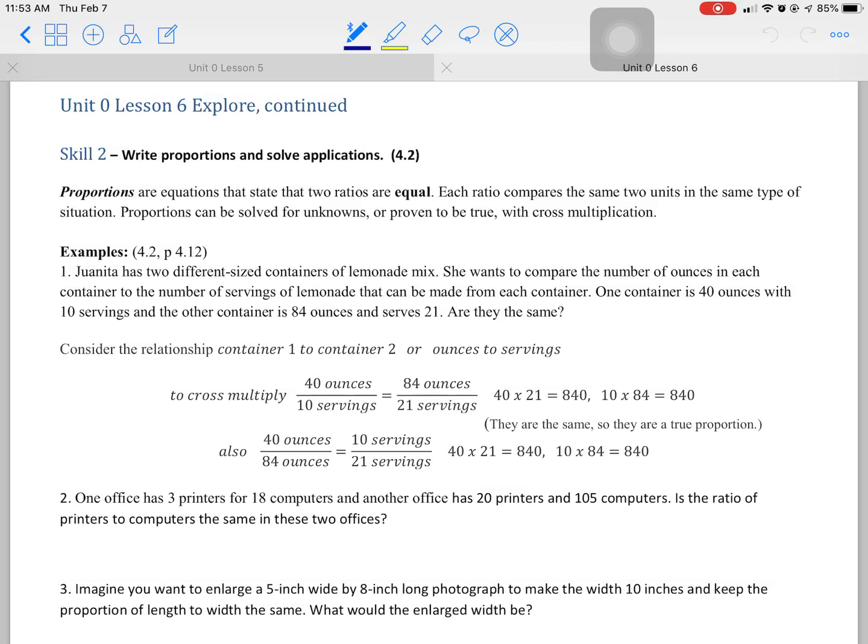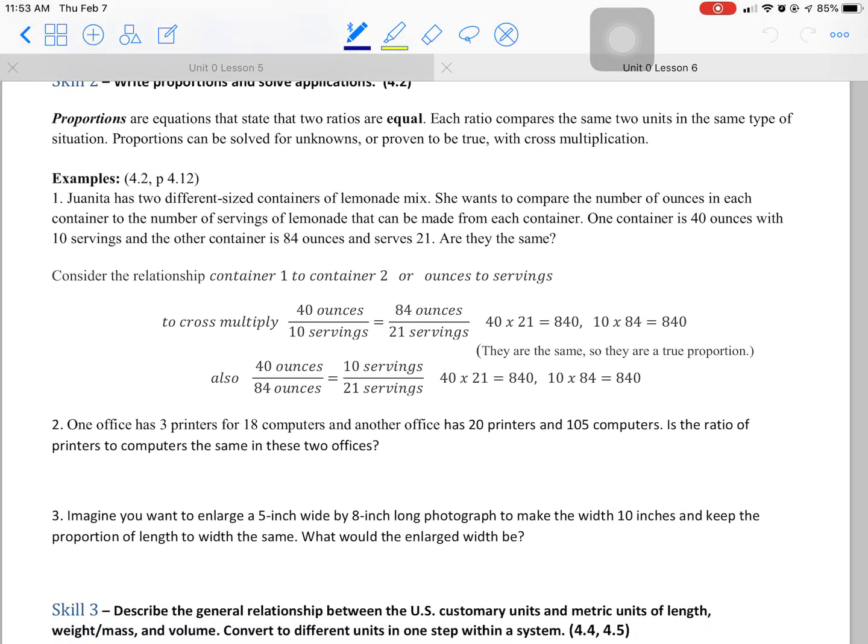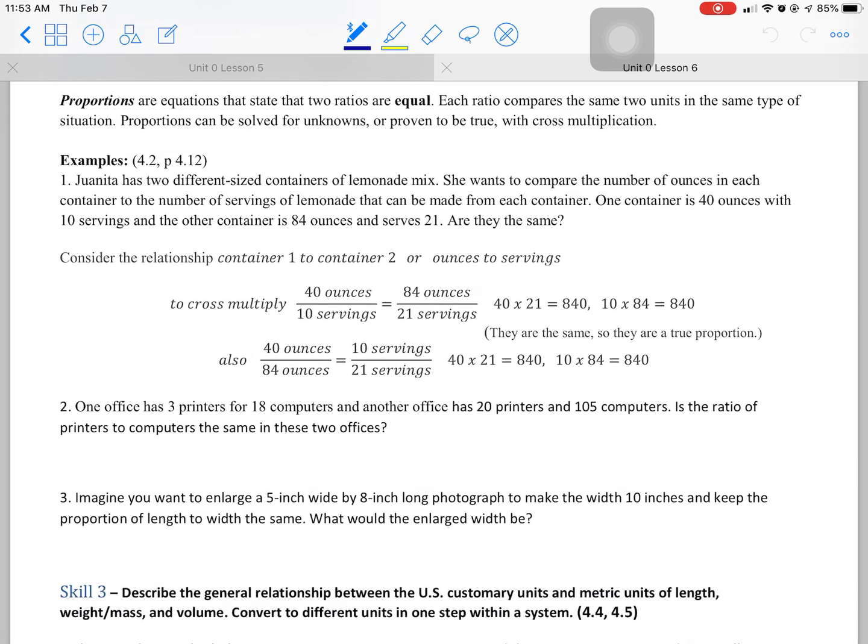Page 3 for Unit 0, Lesson 6. We just talked about rates and ratios. Now we want to do proportions. So rates are a type of ratio. Proportions are a type of ratio. In fact, they are equations that are equal.